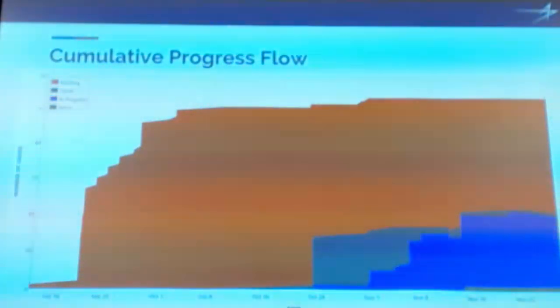So one thing that we gained out of this was being able to create reports. One of them is the cumulative progress flow. Orange is backlog, or tickets in backlog. Green is, blue is open items.